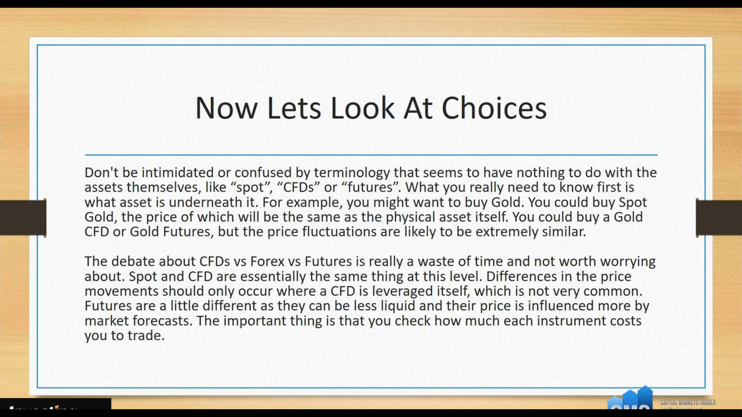For example, you may want to buy gold. You could buy spot gold. That's the price which will be the same as the physical gold. You can buy gold CFD and a gold future. But the price fluctuations are likely to be extremely similar. Now, a CFD, the value of the CFD is derived from the spot price of that asset. It's not going to be exactly the price of spot gold. There'll be a slight differential, but not significant enough for us traders to, number one, understand, and number two, to make a difference in our trade.